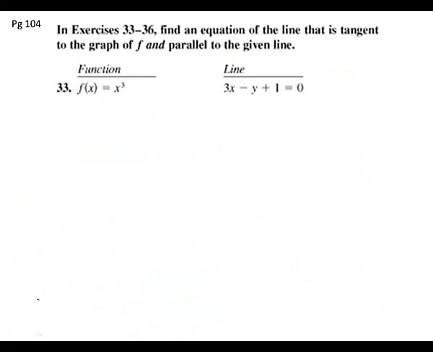All right, in this excerpt, we're supposed to find the equation of a tangent line that's tangent to the graph of f and parallel to the given line. What do we know about parallel lines? They have the same slope. So I'm going to take this y and move it to the other side by adding. What's the slope I'm going for here? 3, because the slope is in front of the x. y equals mx plus b.